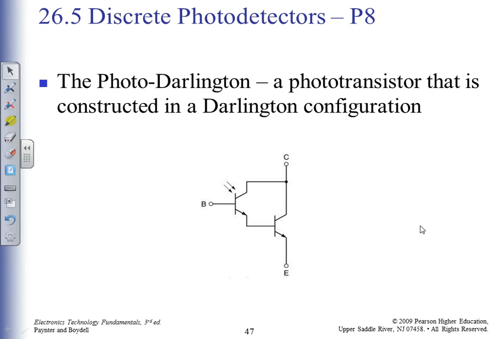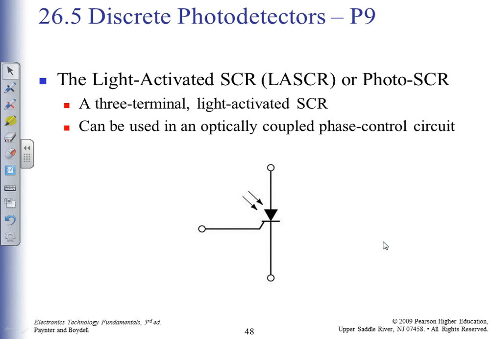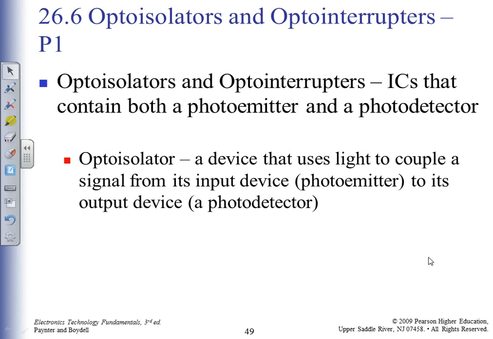Darlington pair. I have a light emitting, I have a photodetector Darlington pair. So the light turns on the first transistor, which turns on the second transistor, which allows maximum amount of current to flow. Light activated SCR. So I don't necessarily have to have a gate. I can light activate it.